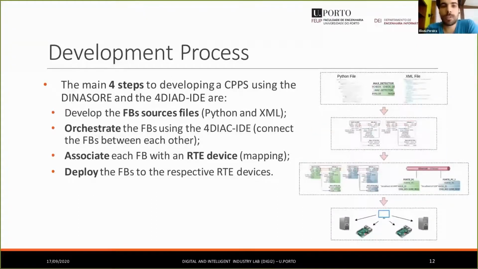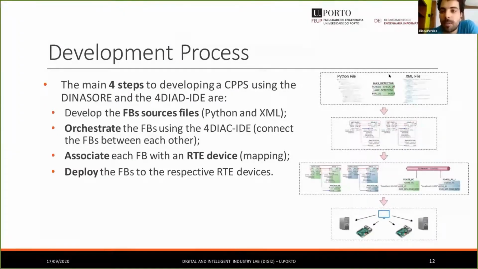The development process, from the point of view of the developer managing the whole system, is composed of these four steps. All four steps are performed in the 4DAC IDE and, if you want, in another platform, for example, an IDE to develop the code. The first step is to develop the function blocks: the Python file, including the functionalities, and the XML file with the structure of the function block.